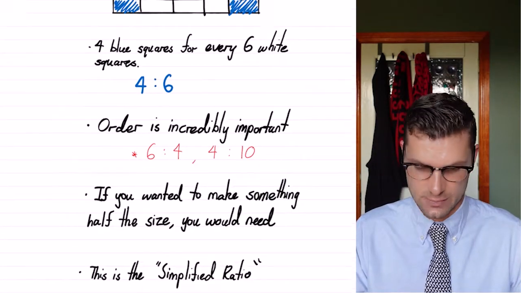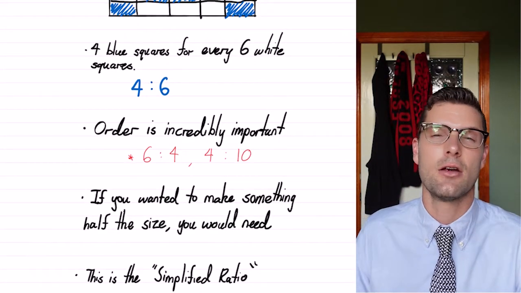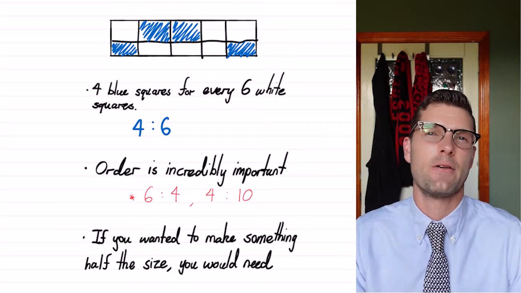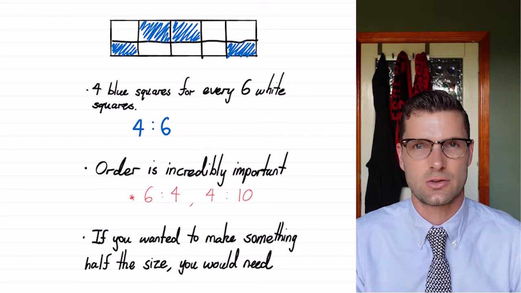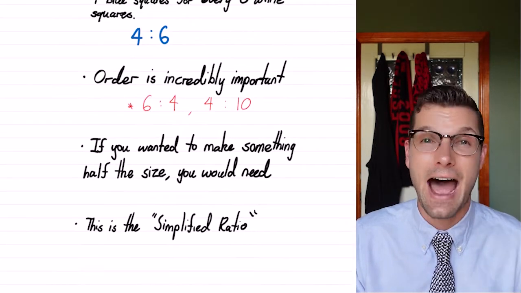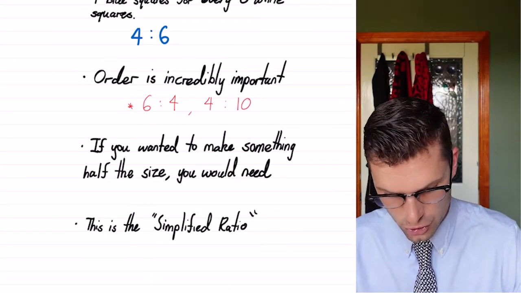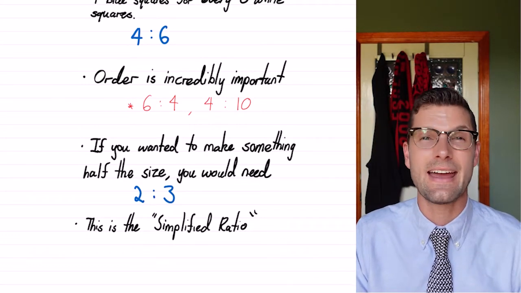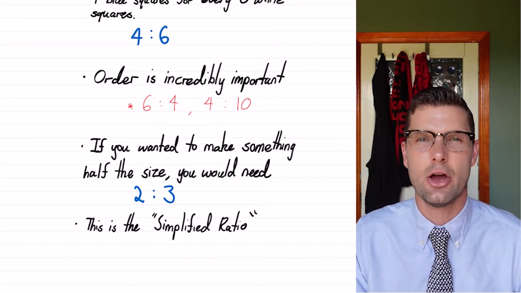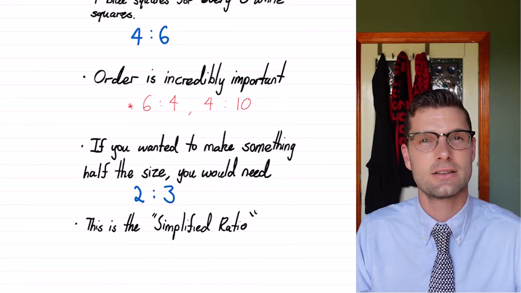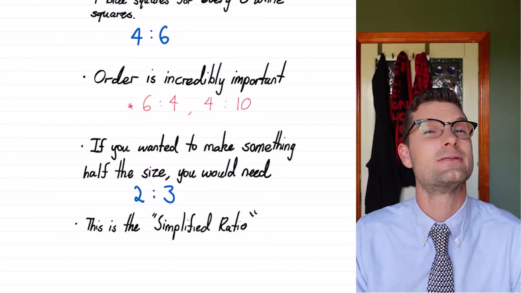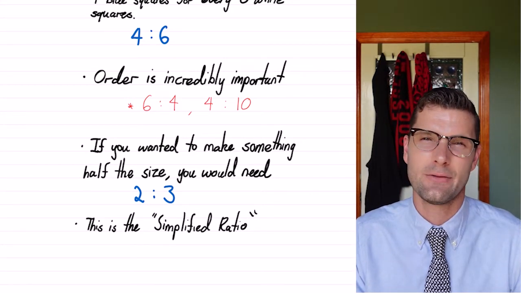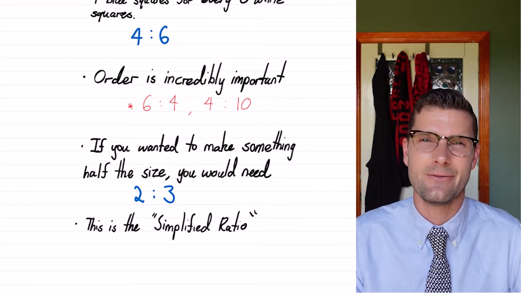So let's say we wanted to make something half the size of this thing above. Let's say this is a path or something, and we've used 4 blue tiles and 6 white tiles. If I wanted to make it half that size, I would need 2 blue ones and 3 white ones. And this is what we call the simplified ratio. So I've scaled down the project in the same ratio, so it's exactly the same, just smaller. We're going to be talking about how to simplify ratios soon in another video.